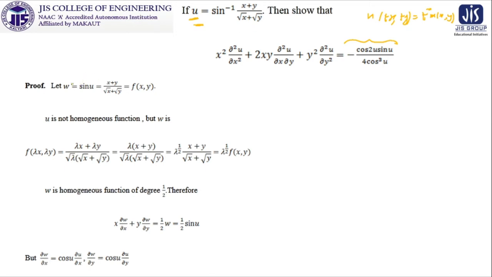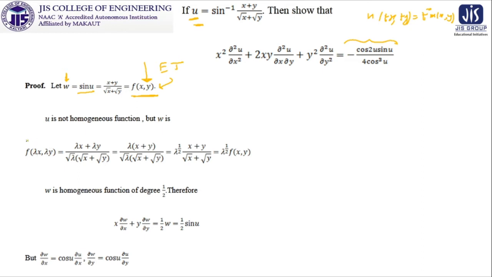What we are doing is assuming w as a function whose expression is sin u. Here, sin u is (x plus y) by (root x plus root y). We are assuming this as f of xy. You can write it directly as f of xy without taking it as w, but as per your choice you can write it in this manner also. But our job is to check whether this function is homogeneous or not. If so, then we can apply Euler's theorem in this function.